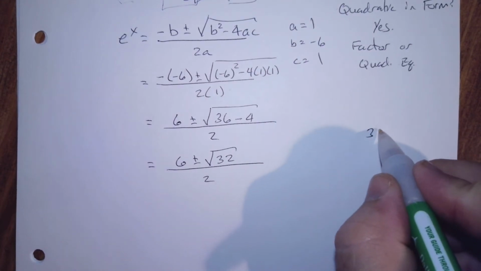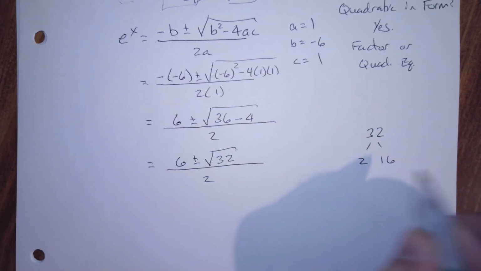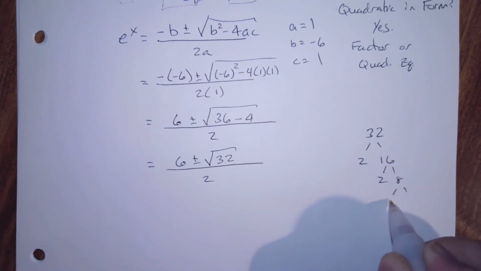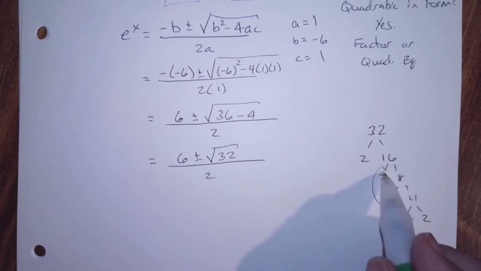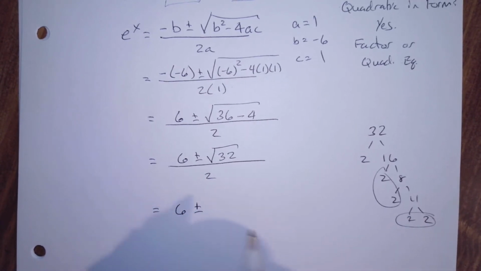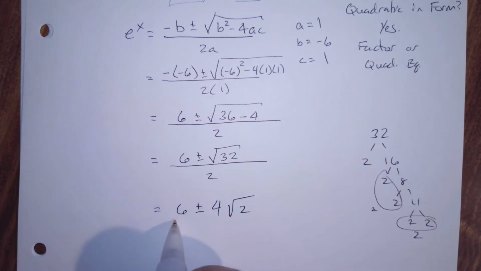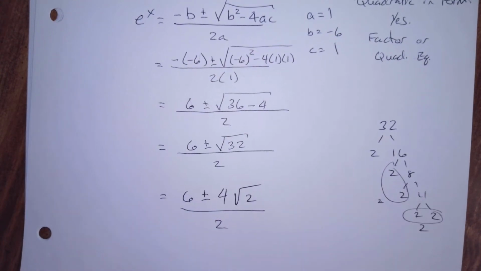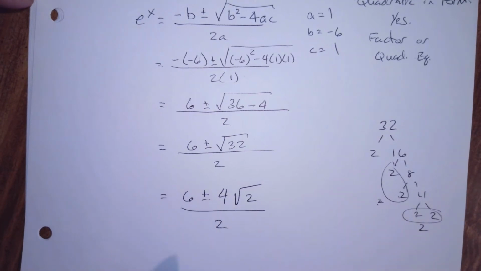Let's see, can we factor 32 any further? That's 2 times 16, 2 times 8, 2 times 4, 2 times 2. So we can take out 2 pairs. So it's 6 plus or minus 2 times 2 is 4, square root of 2. As a square root, you need a pair of numbers to factor out, to come out. So there's a pair, it comes out as a 2. There's another pair, it comes out as 2. So 2 times 2 is 4.